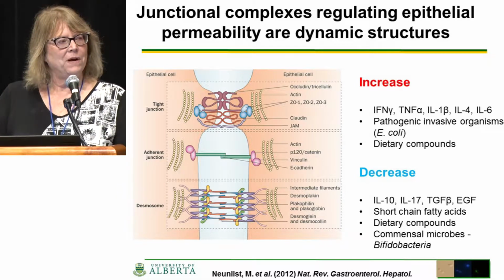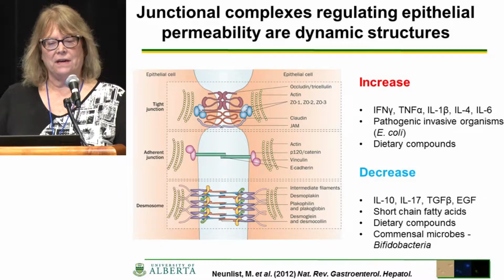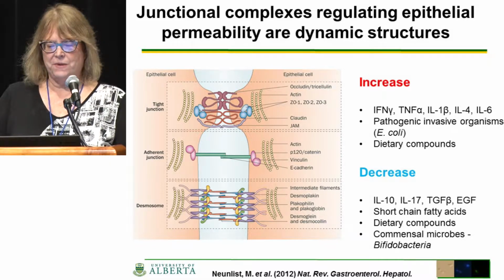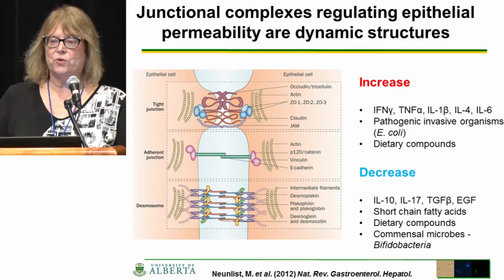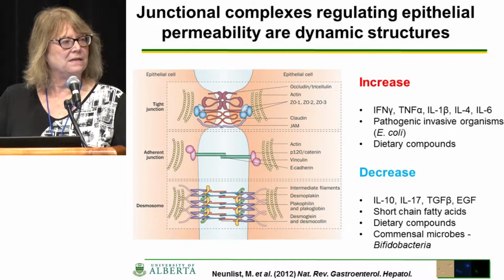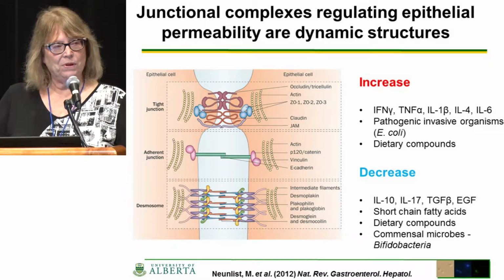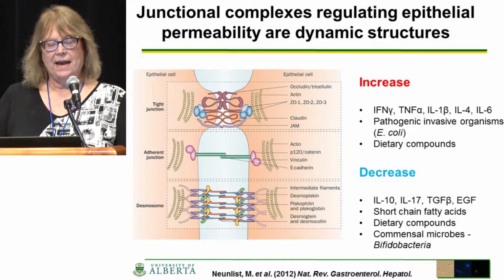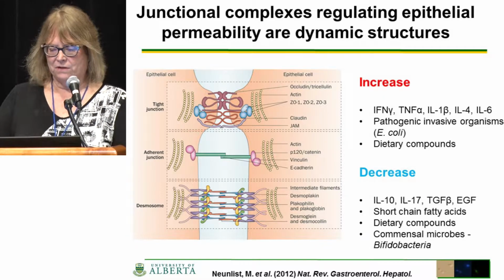Whereas a lot of compounds also decrease permeability or the ability of compounds to actually pass through this space. So things like IL-10, TGF-beta, EGF, short-chain fatty acids, we've heard a lot about. A lot of commensal microbes release certain metabolites that alter these pathways, and again, a lot of dietary compounds.